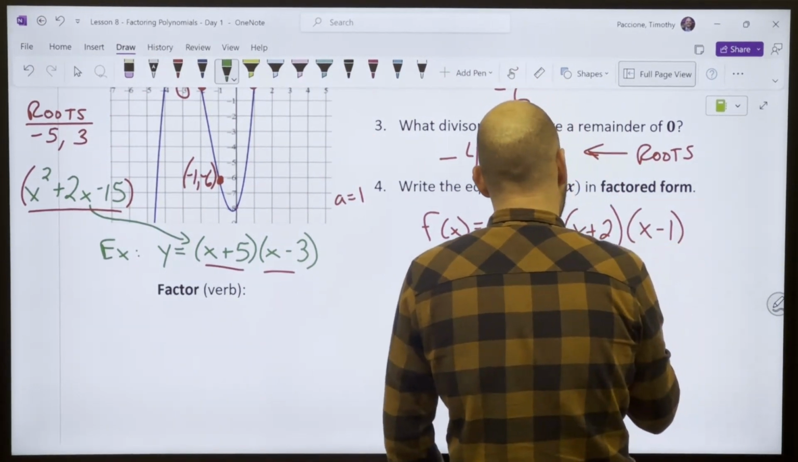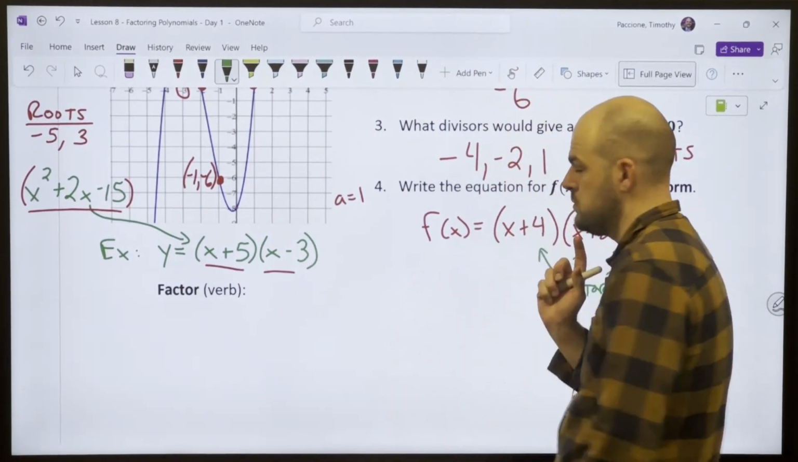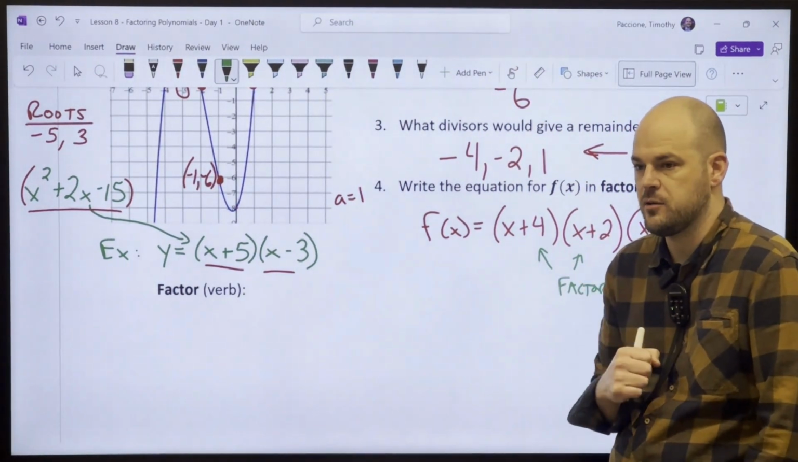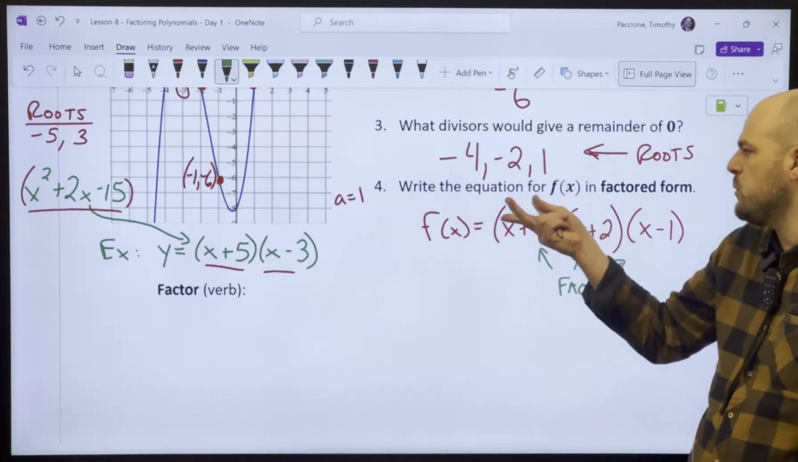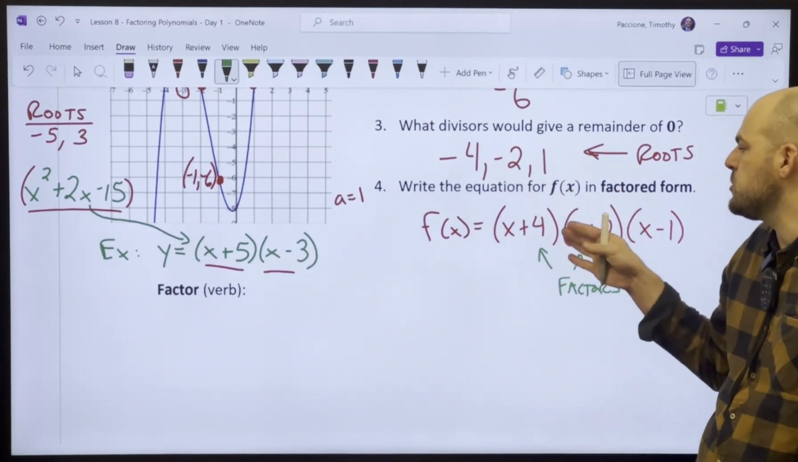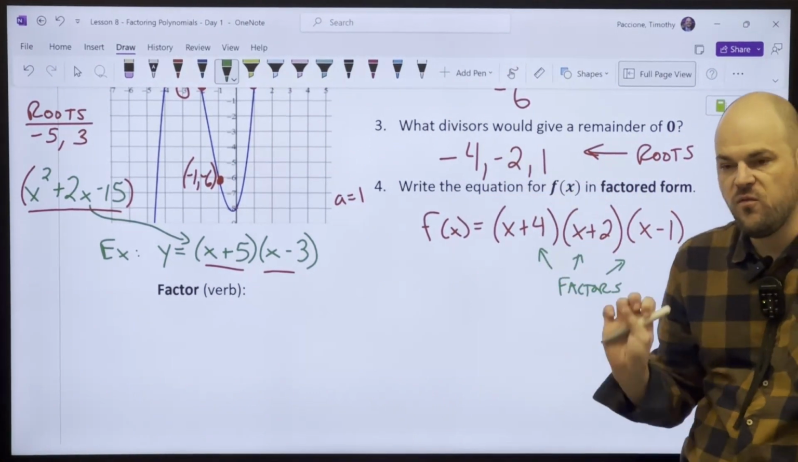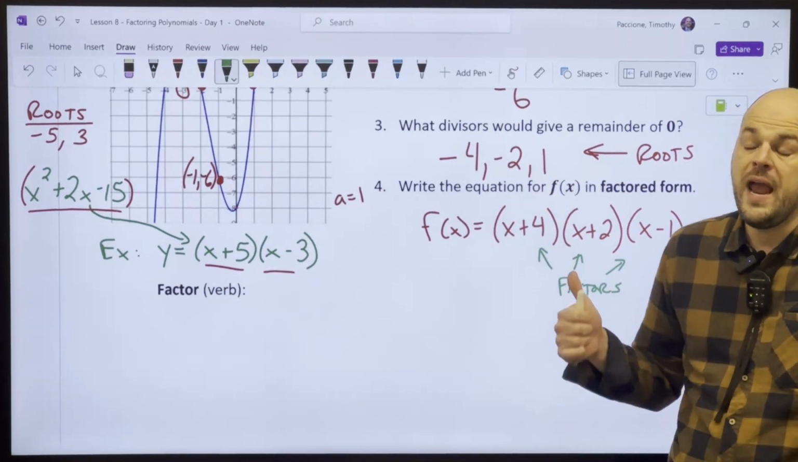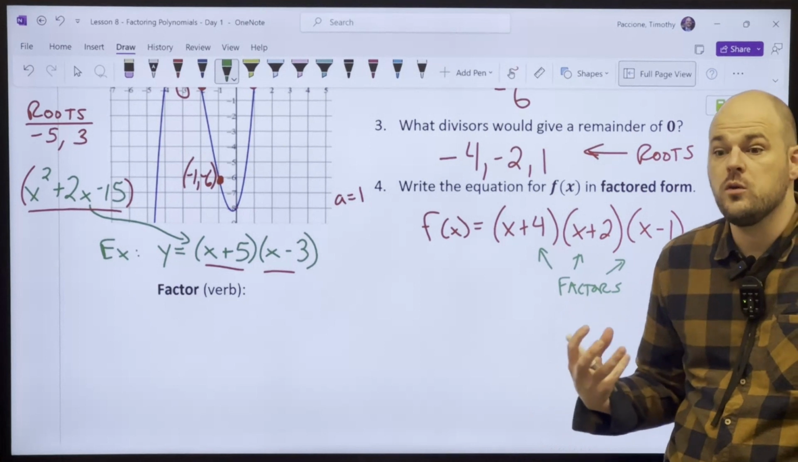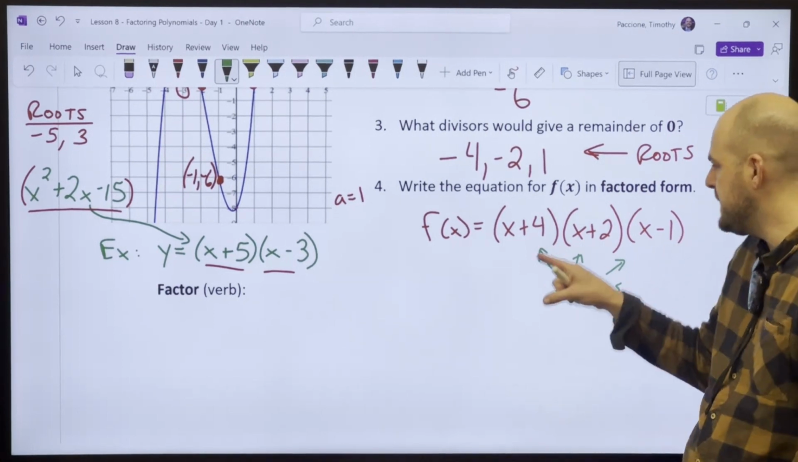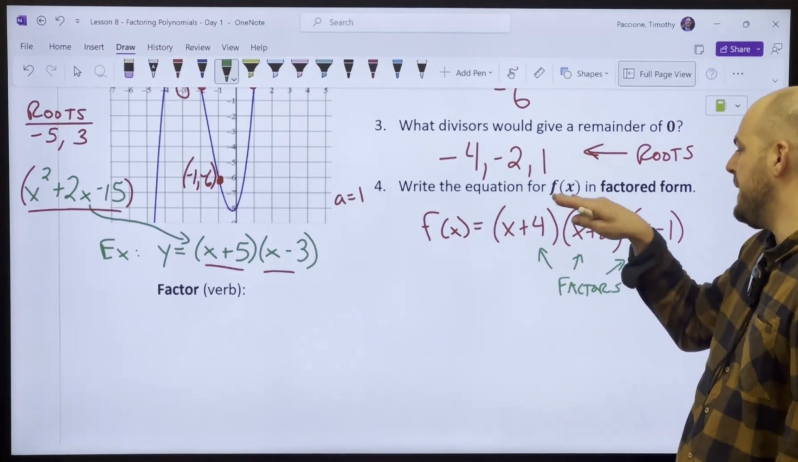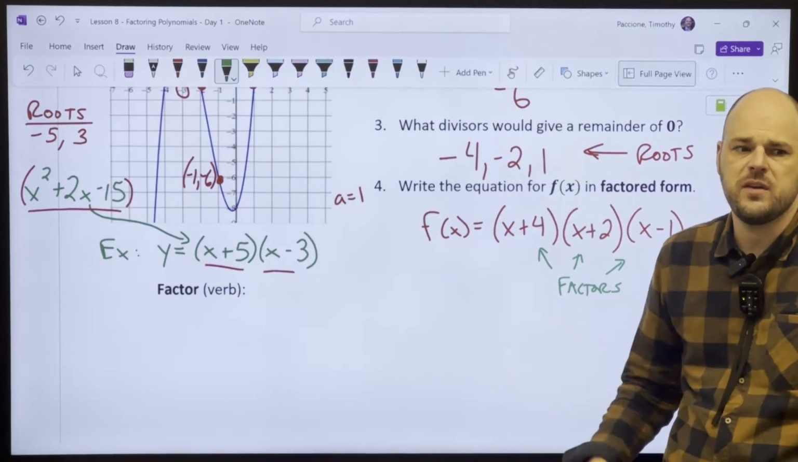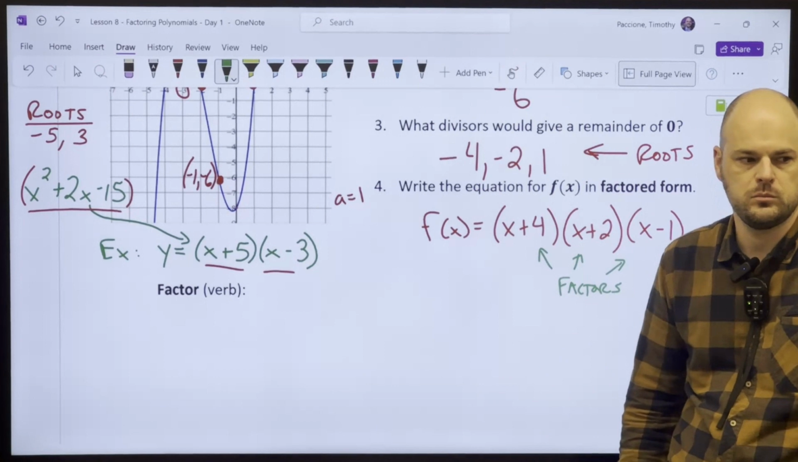Now let's make sure we get what my main point is about this word factor. Besides the fact that we know roots turn into factors, what makes these factors of the equation that we started with? And talk about the word factor and what it means. What makes this the factored form? What makes these the factors of that original equation, besides the fact that we know we can turn roots into factors? Yeah?